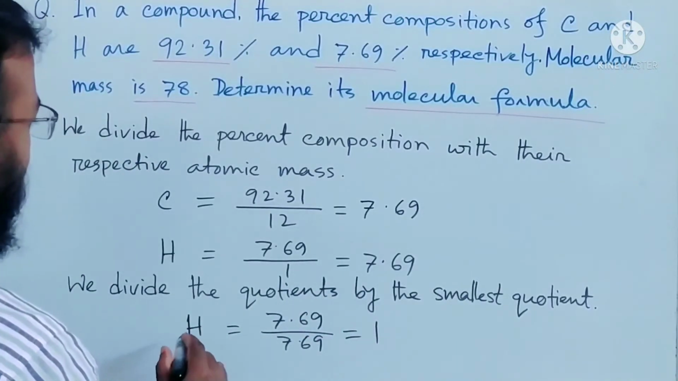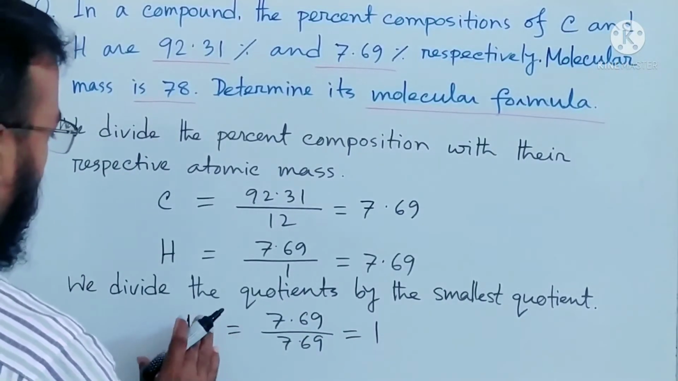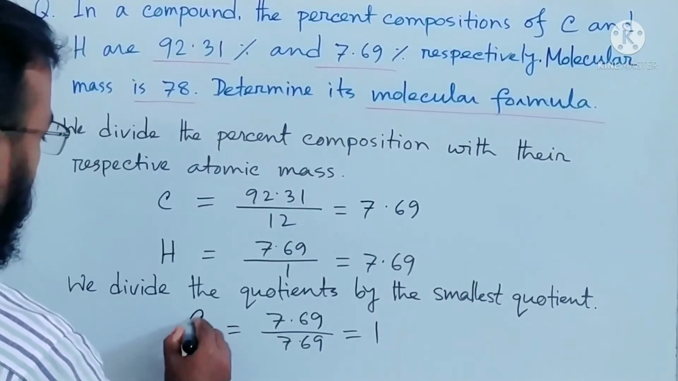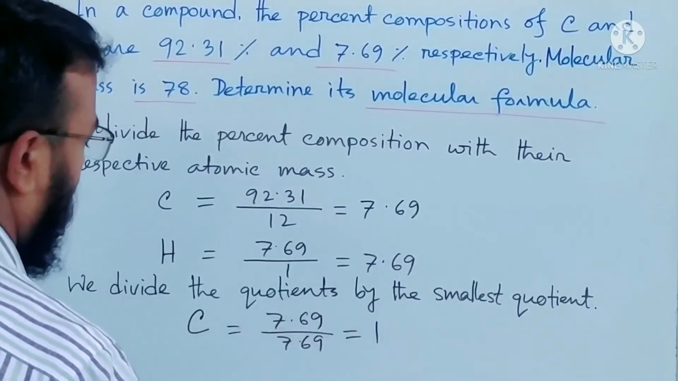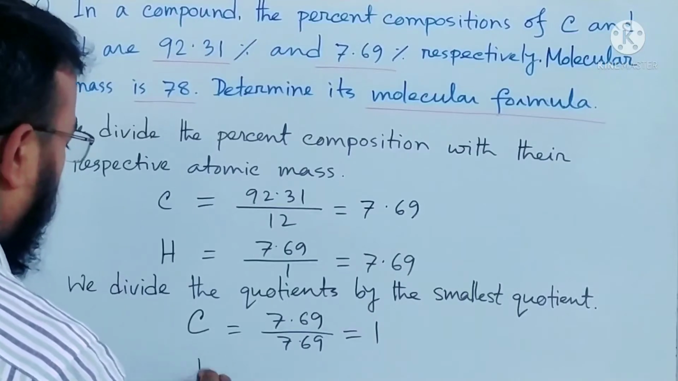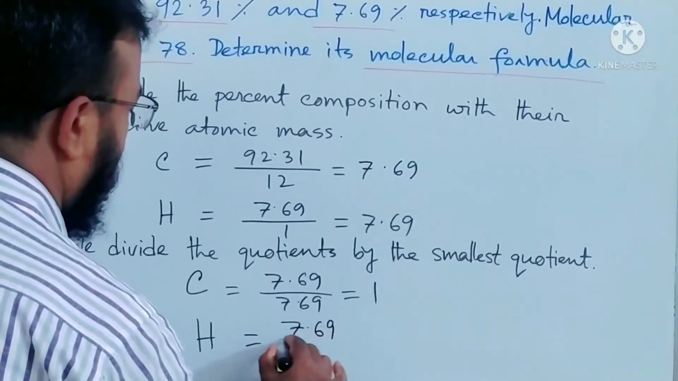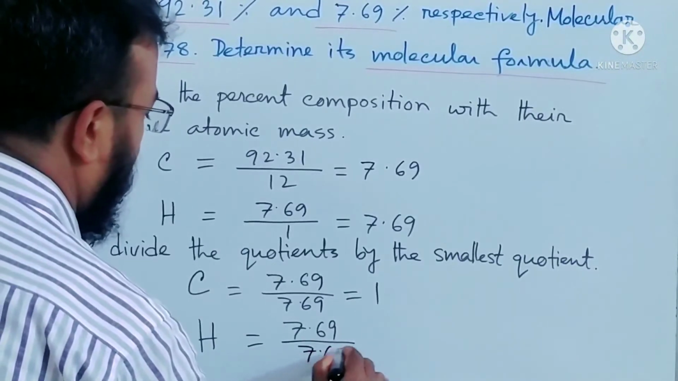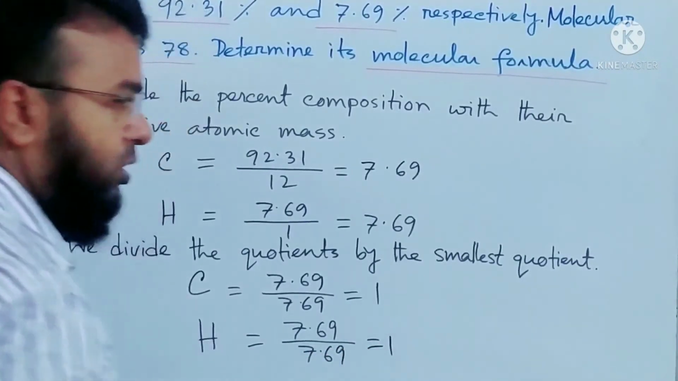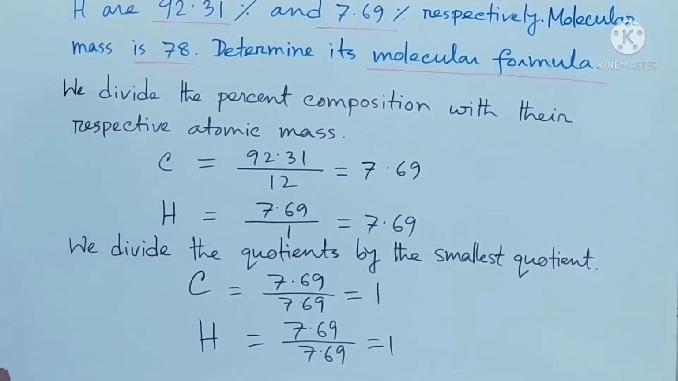Then first of all carbon, we have got the number of atoms, it is 1. Then hydrogen, it is also 7.69 divided by 7.69, so we are getting 1. Okay, it is the first step I have finished.